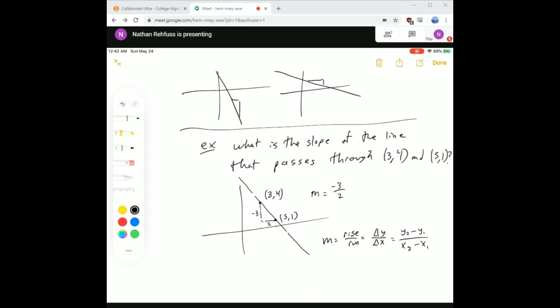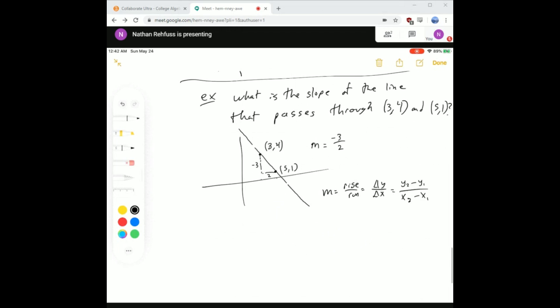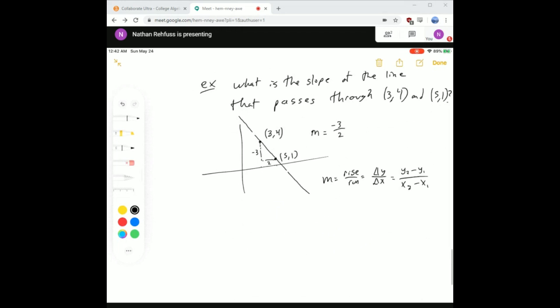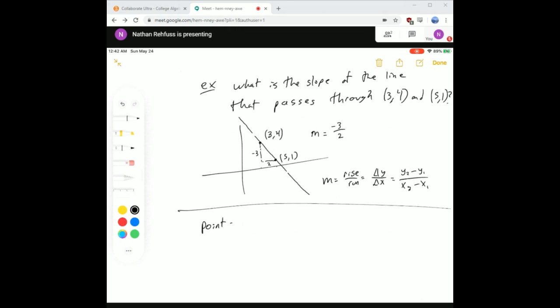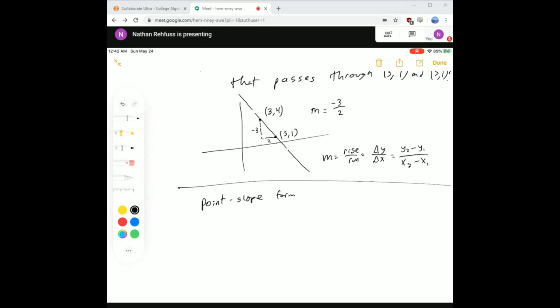Now there's another form of a line where if you're given a point and a slope, you can use what's called point slope form. Imaginative, I know. Here's how this works, right? Let's say we're given a point x, y. Sorry, let's call the point x1, y1. So that's a point that's definitely on the line.